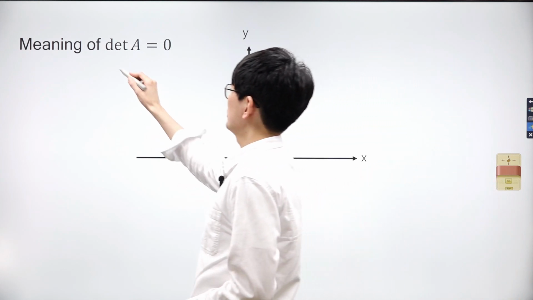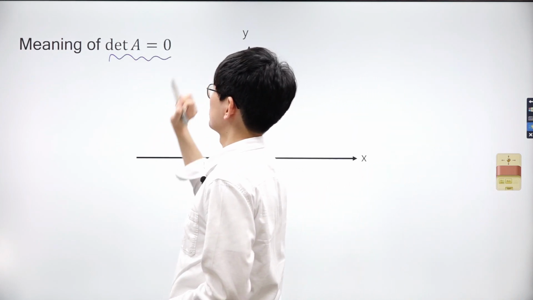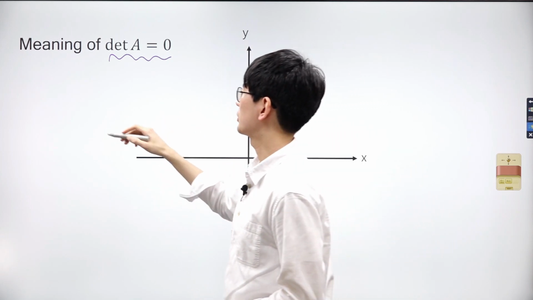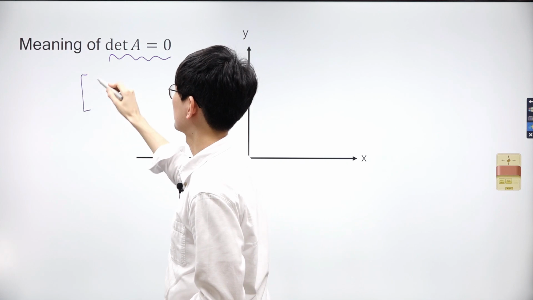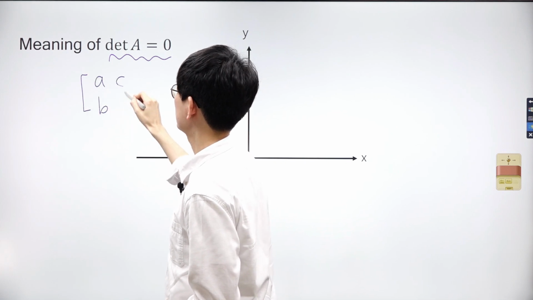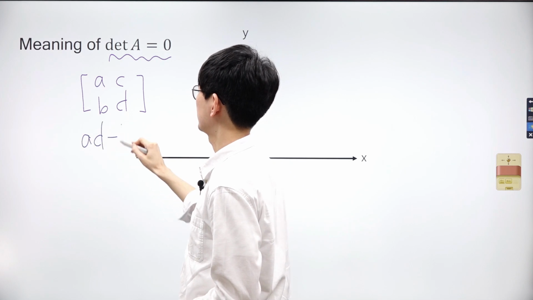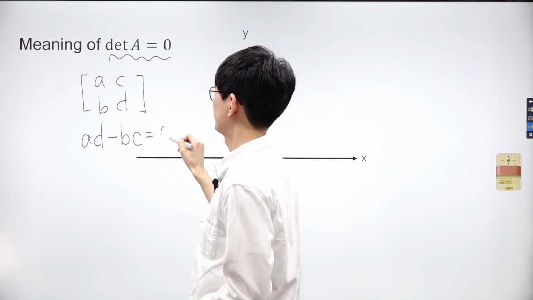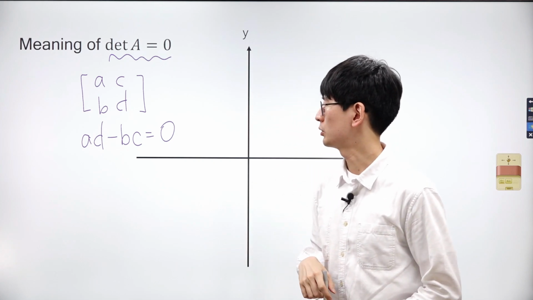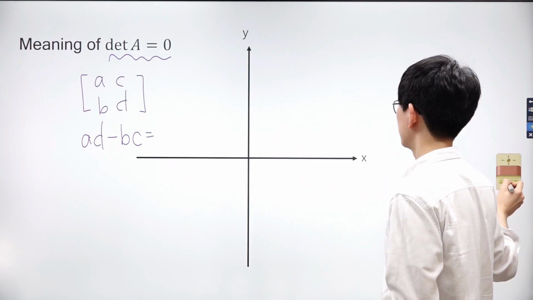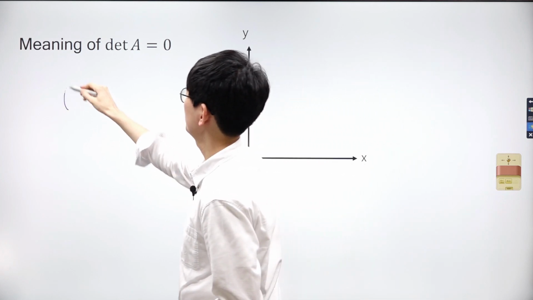The determinants of a matrix can be positive, negative, or even zero. Let's explore what a zero determinant means. Consider a matrix A with elements a, b, c, and d, where the determinant, calculated as ad minus bc, equals 0. Understanding the meaning of a determinant of 0 is not intuitive.